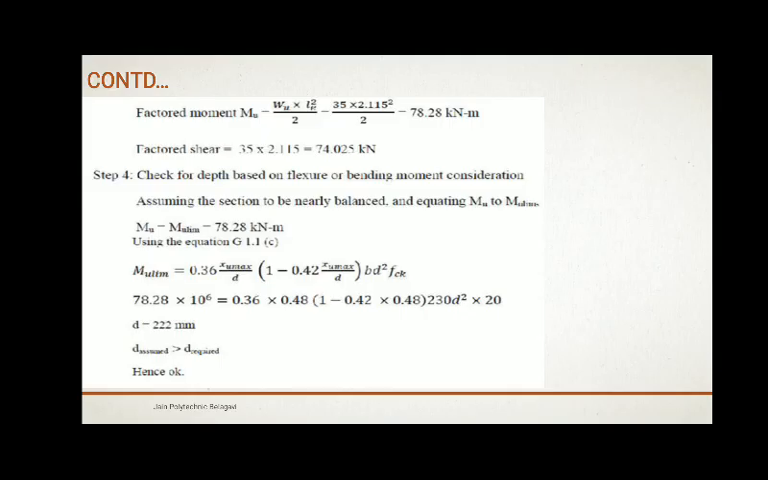So Mu limiting, we know that, is 78.28 into 10 raised to 6, equal to 0.36 into xu max by d, which is 0.48 because fy is equal to 415, into the bracket 1 minus 0.42 into 0.48, into b, 230, into d square, which we don't know, into 20. So after substituting all the values and equating, we get d is equal to 222 mm. So the d assumed is greater than the d required, hence it is okay.